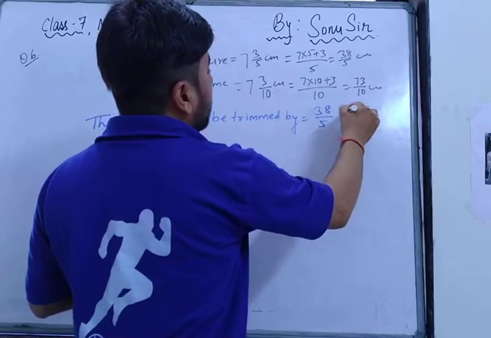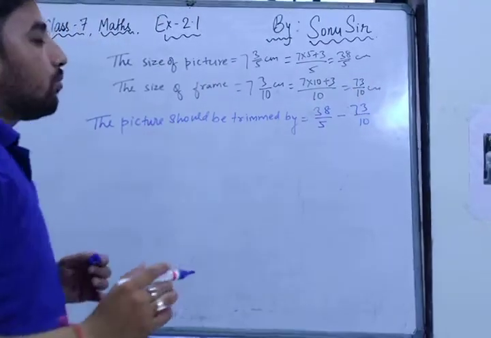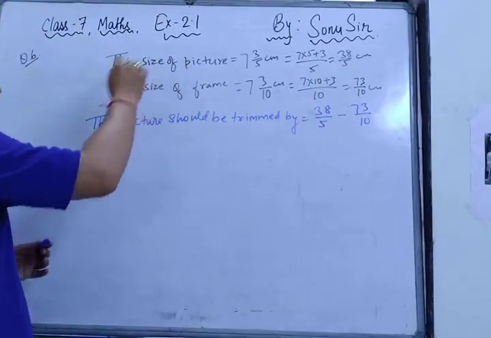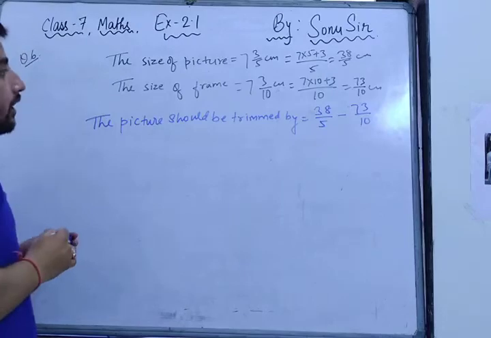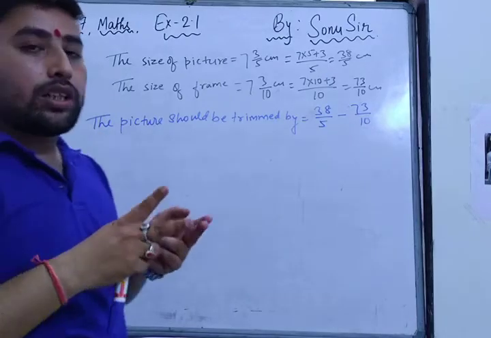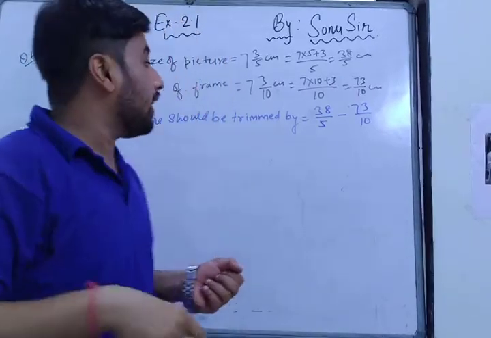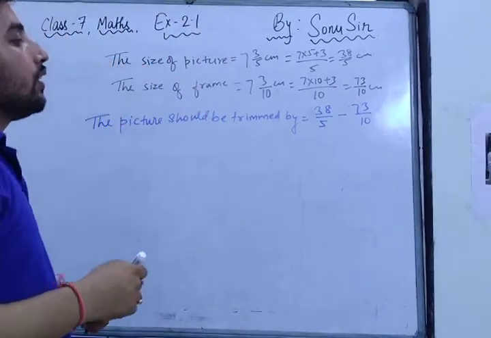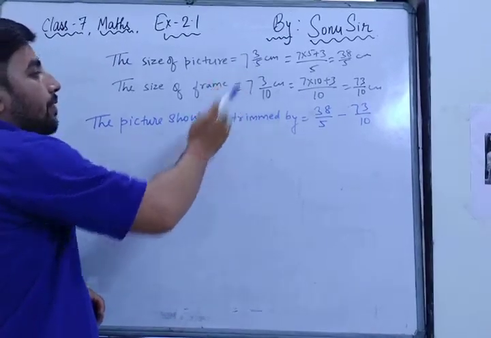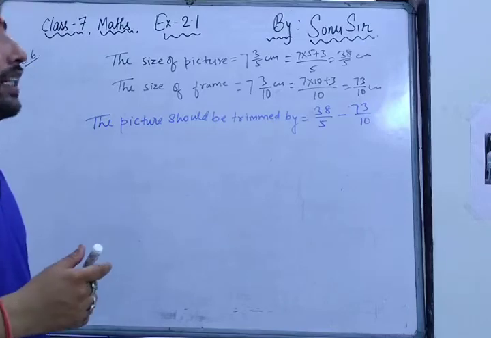38 by 5 minus 73 by 10. You will see, sir, your 10 number is also big. Don't worry about that. It is the size of the picture, already said in the question. The size of the picture is greater, so that's why it will be trimmed. Trimmed means what? Making short. You will see that your father is trimming the beard. Similarly, trimmed means making short. So here the size of the picture is 7 into 3 by 5 centimeter, and here the size of the frame is 7 into 3 by 10 centimeter.